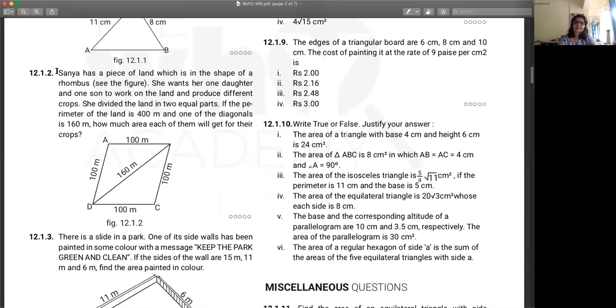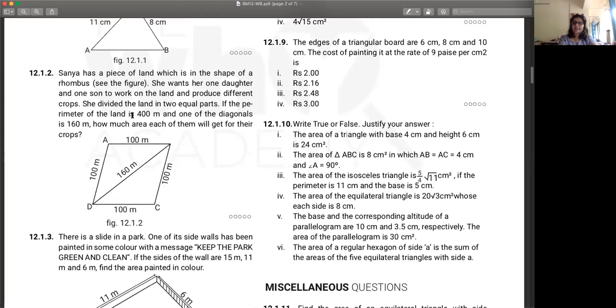12.1.2. Sanya has a piece of land which is in the shape of a rhombus. So you're given a rhombus here already. She wants her one daughter and one son to work on the land and produce different crops. She divided the land into 2 equal parts. If the perimeter of the land is 400 meters and one of the diagonals is 160 meters, how much area will each of them get for their crops? So basically, this is the field which is a rhombus.